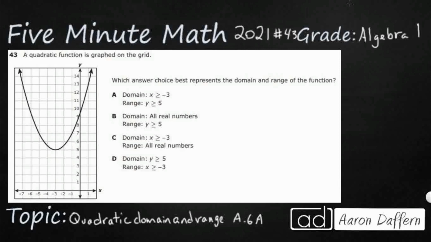Today we are looking at the Algebra 1 concept of quadratic domain and range. This is standard A.6A in the great state of Texas, and we are using item number 43 off the 2021 released STAAR test. If you haven't done so already, please go ahead and take a moment to pause the video, work this problem out on your own, unpause it, and we will look at our answers together.